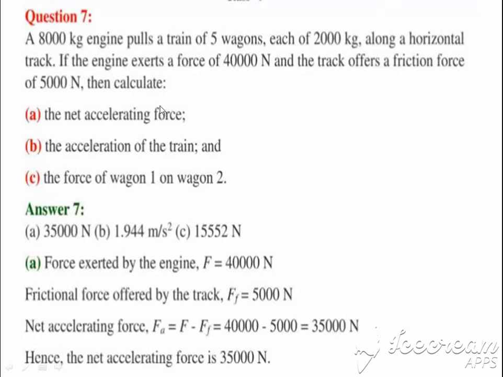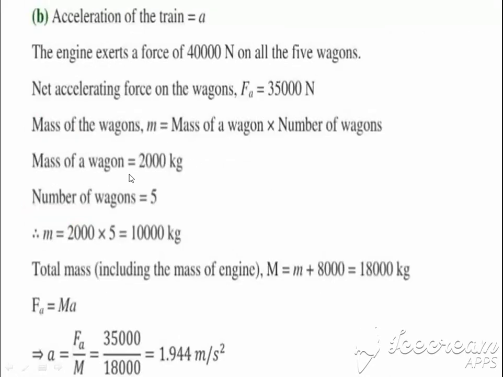The net force is 35,000. Acceleration of the train: how will you find the acceleration of the train? The net force is 35,000. The mass of wagons is, there are 5 wagons of 2000 kg, so the total weight is 10,000 kg. So the total mass including the engine would be 10,000 plus 8,000. The engine mass also gets included, that is 18,000. F is equal to ma or a is equal to F by m. So you solve this and you get the value of the acceleration of the train.